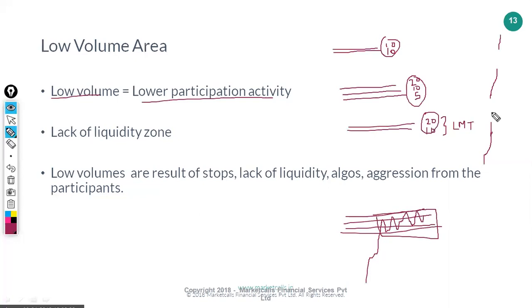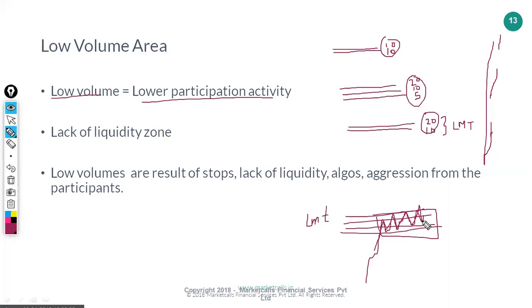In a low liquidity zone, usually price travels faster. It's tough to penetrate a high liquidity zone, because a huge volume is sitting in terms of limit orders. The price has to eat up, again goes down. Again, eat up, goes down. So this is where the iceberg order comes in.